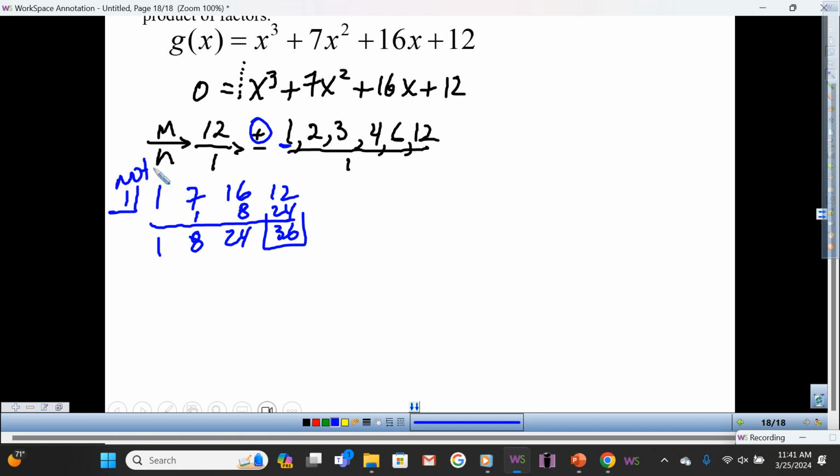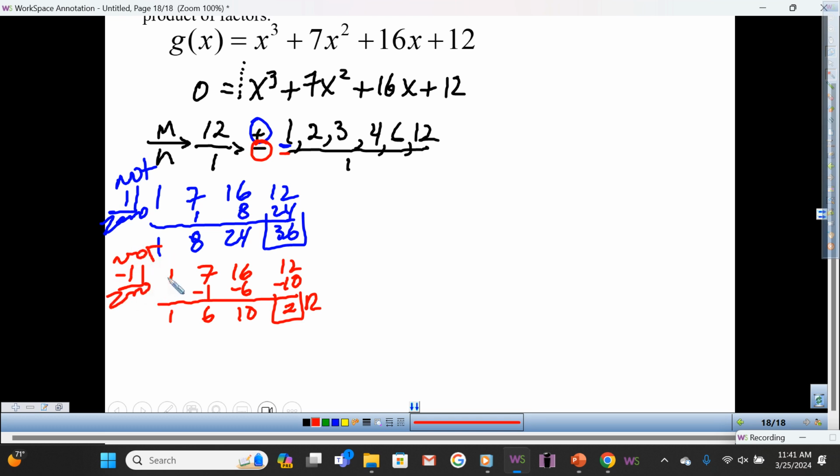No, not 0. What do I do next? Negative 1, yes. And we repeat the process. Negative 1. Okay. Bring down the 1. What is negative 1 times 1? Negative 1. Combine, that's 6. Negative 1 times 6, that's negative 6. Combine, that's 10. Negative 1 times 10 is negative 10. Combine, that's 2. Has a remainder. Well, guess what? Not 0.